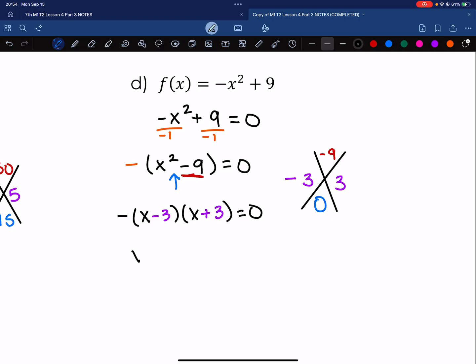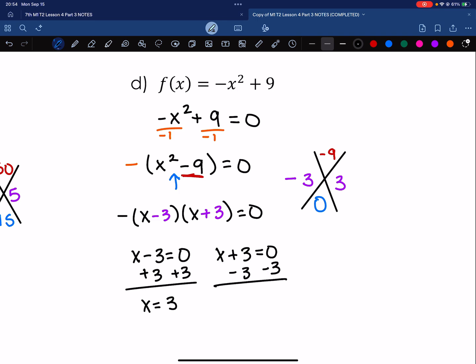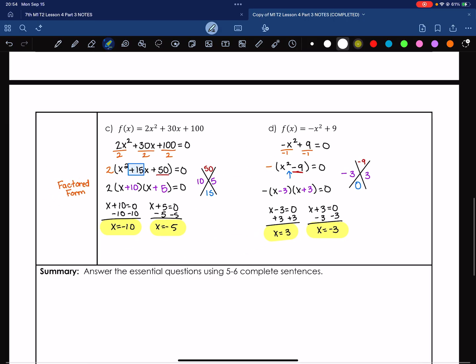Now that we have that, we can set each factor equal to 0. And so we would add 3 to both sides, and we get x is equal to 3. Here we would subtract 3 from both sides, and we would get x is equal to a negative 3. And there would be the 2 zeros.